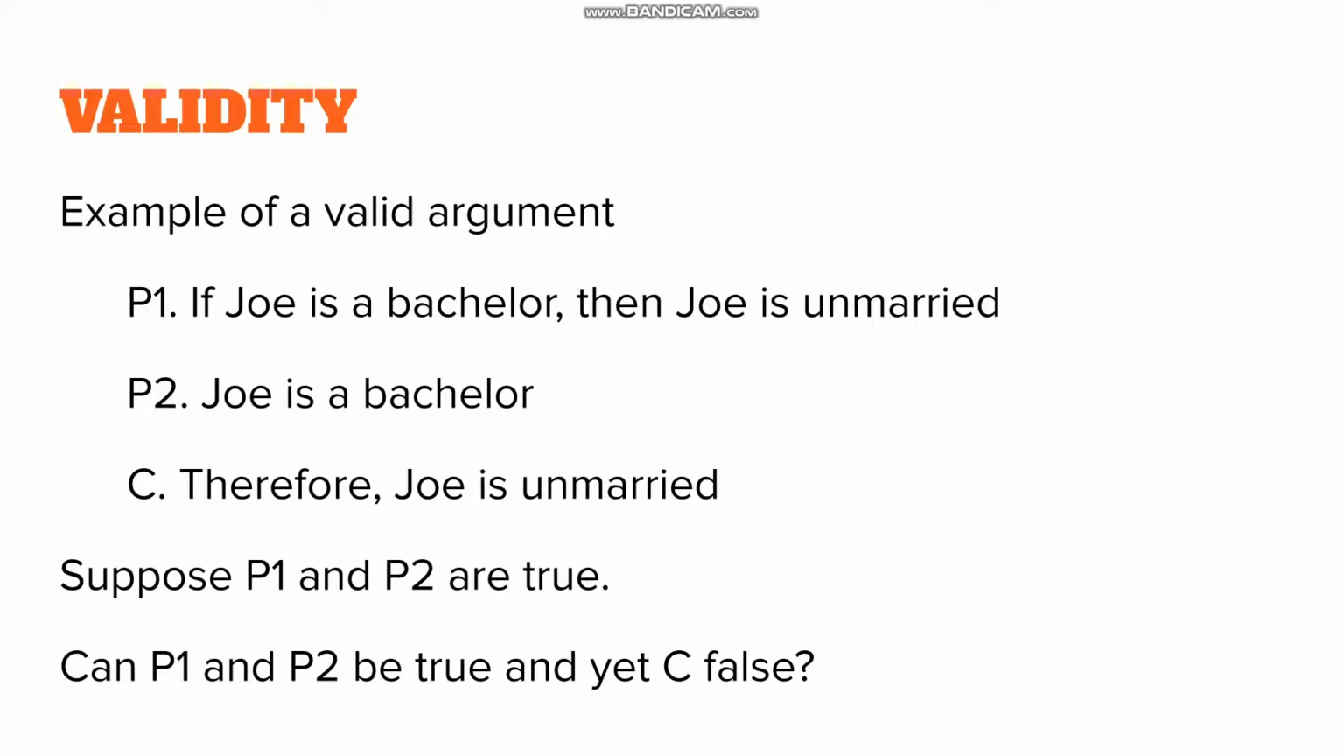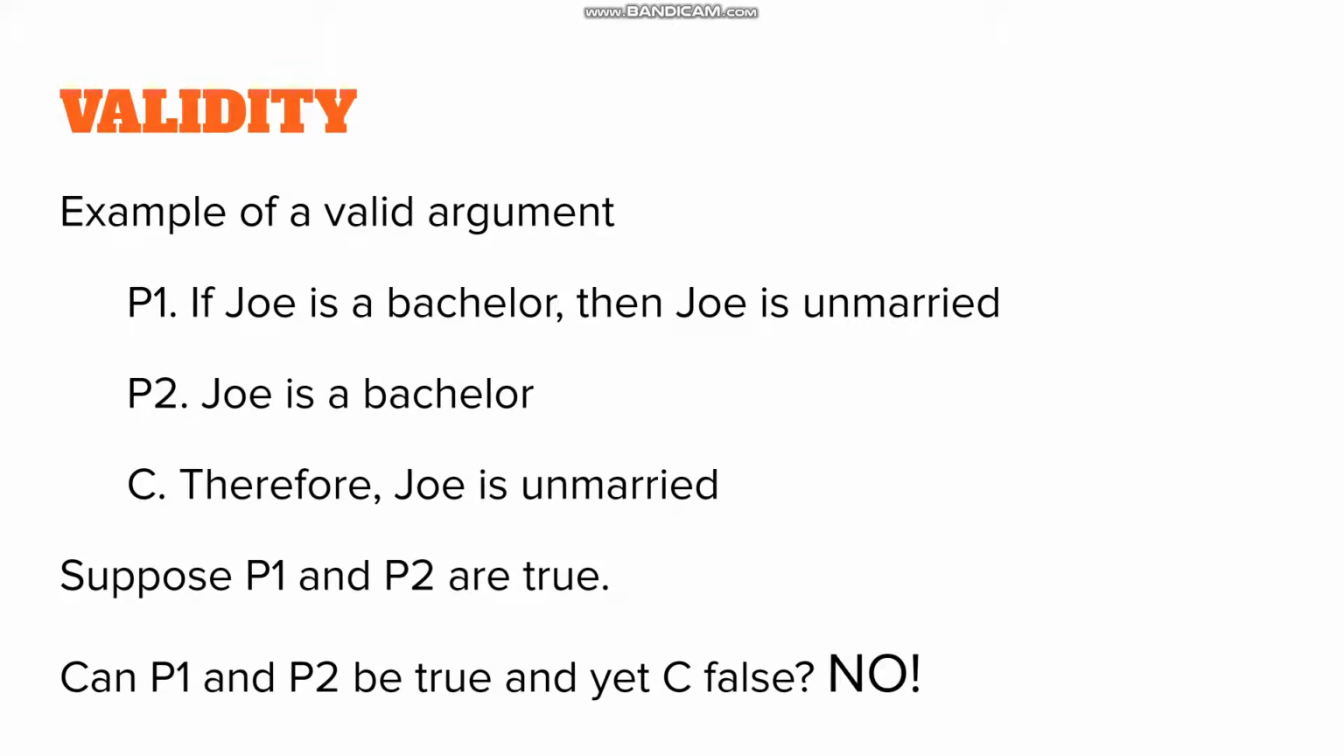In this case, the answer is no. It's not possible for premise 1 to be true and premise 2 to be true, and yet the conclusion false. So this argument is valid. It's one where the truth of the premises, if they are true, would guarantee the truth of the conclusion. It's not possible for the premises to be true and yet the conclusion false. Now let's take a look at another argument.